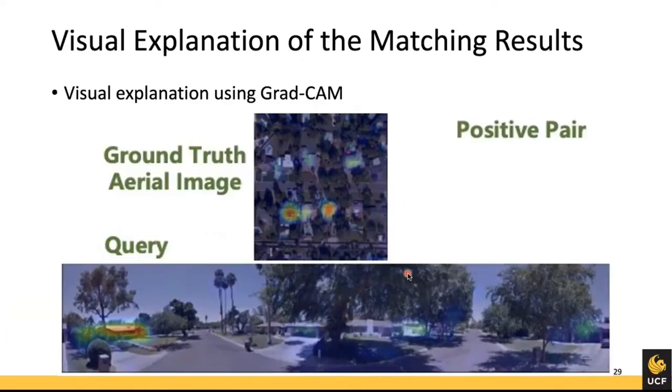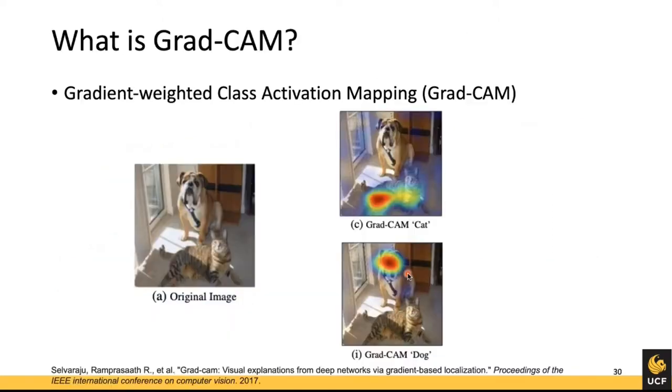And we also did some visual explanation of the matching result using a technique called Grad-CAM. Grad-CAM stands for gradient-weighted class activation map. Basically, this is commonly used to explain your deep learning model for classification. If I have a classification model and it makes a decision that this is a cat, Grad-CAM is able to highlight which pixels contribute the most to the decision of a cat.